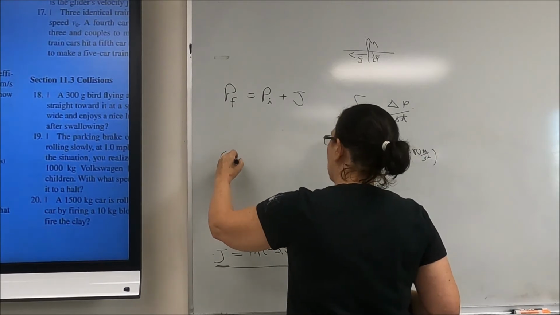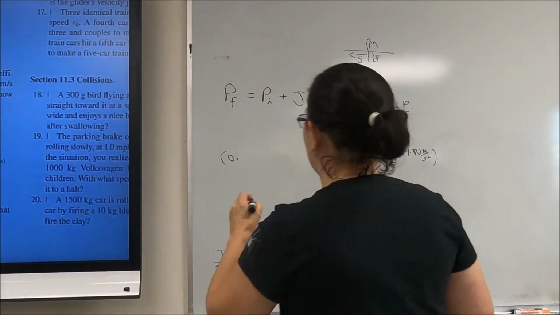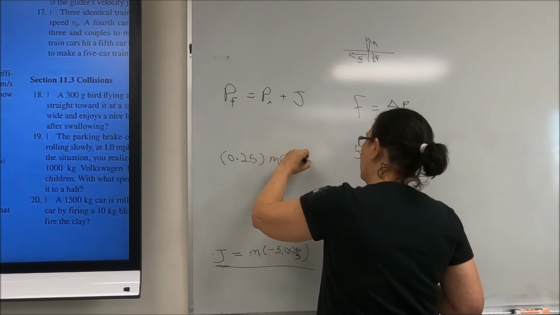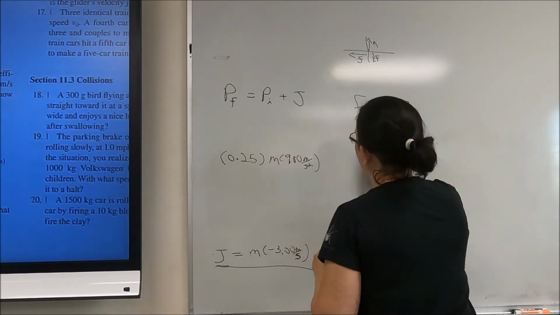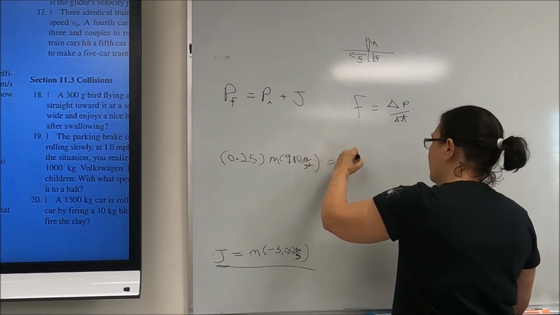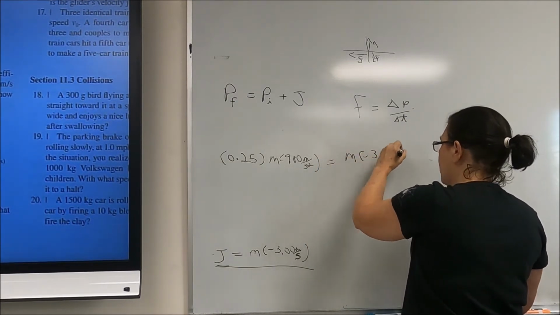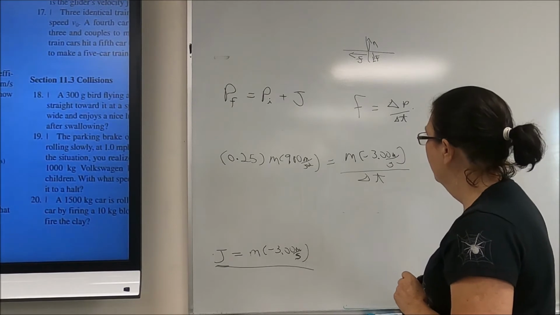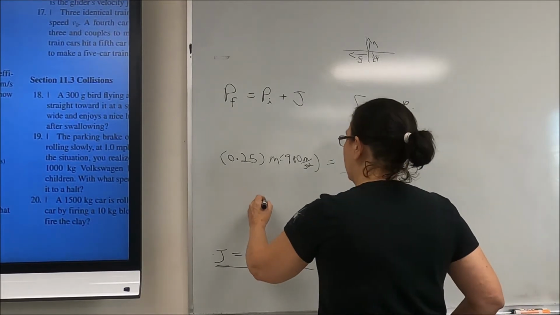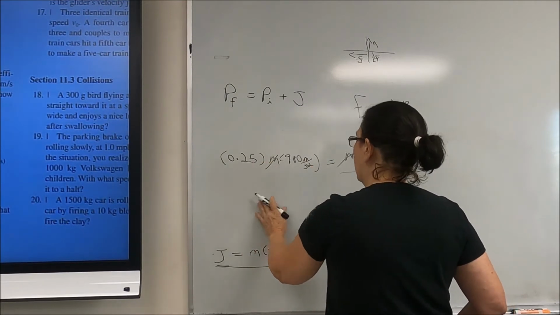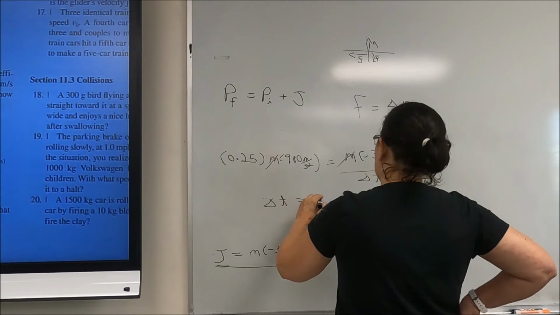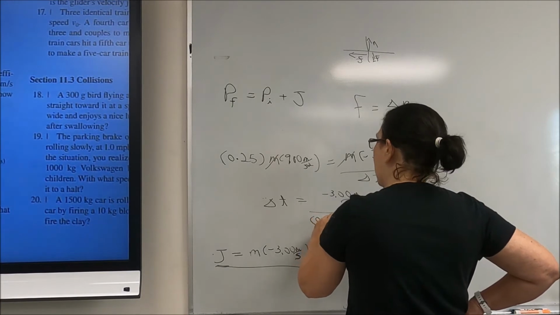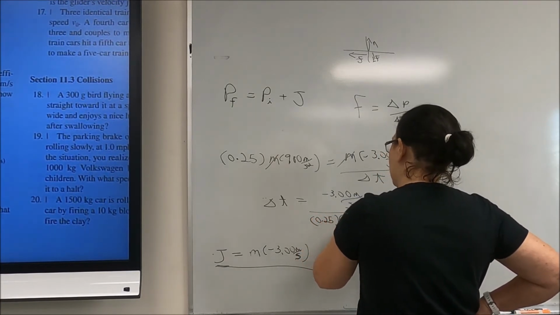I've got 0.25 times the mass times 9.80 meters per second squared has to be the change in momentum, m times minus 3 meters per second, all over delta t. Okay? So, I can notice that the mass and mass divides out, and if I solve for delta t, I get minus 3 meters per second divided by 0.25 times 9.80 meters per second squared.